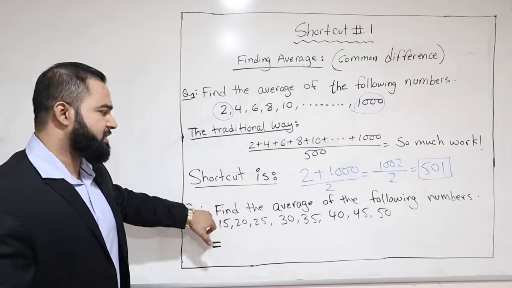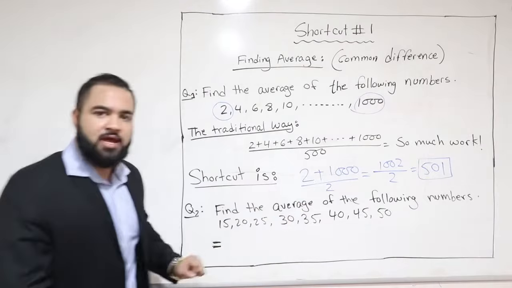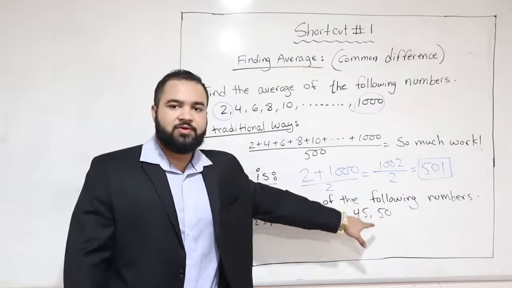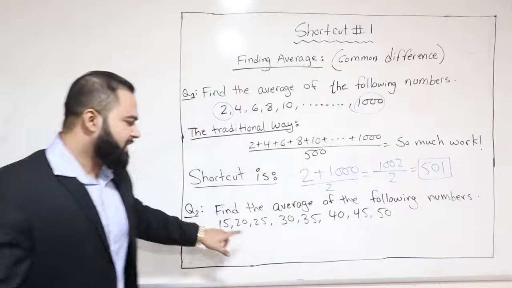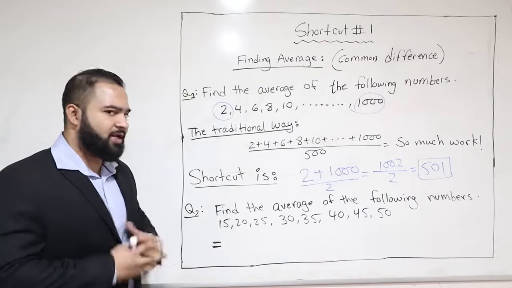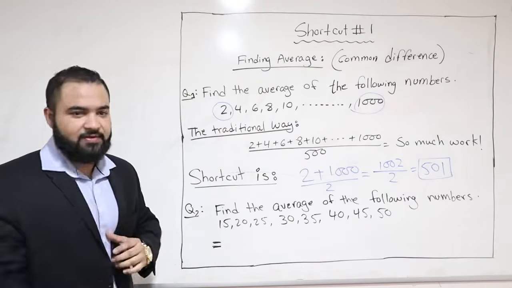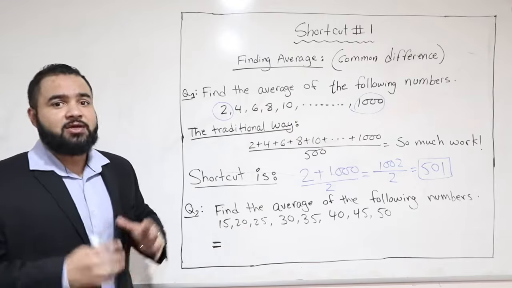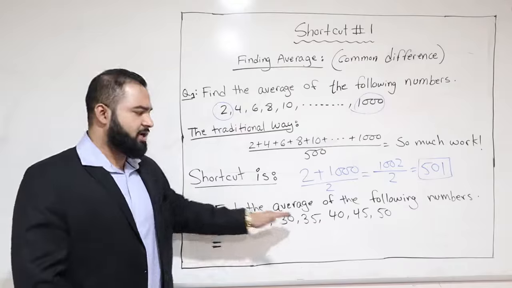Now let's solve another question. The second question says, find the average of the following numbers. This time the numbers are 15, 20, 25, 30, and it goes all the way to 50. Is there any common difference, guys? What is the difference between 15 and 20? It's 5. What is the difference between 20 and 25? Also 5. So they have common difference between the numbers.